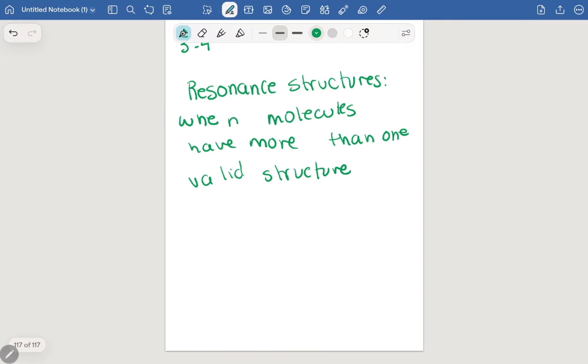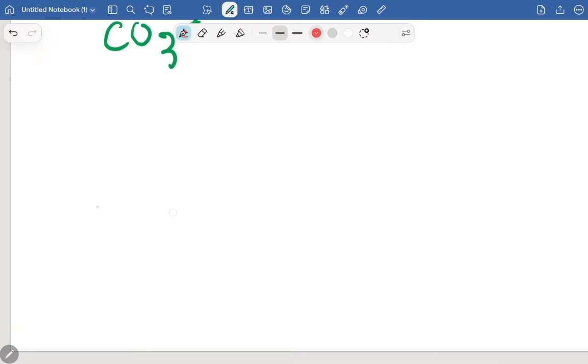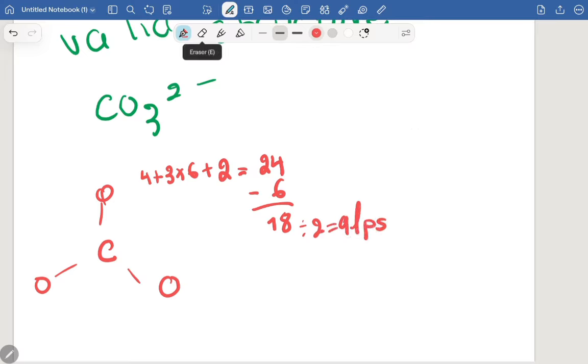For example, we should take CO3 2 minus as our example, and let us draw the 3 possible ways. First of all, we start with CO3, right? Carbon is in group 4, oxygen is in group 6, and we have 3 oxygen. Now, it is 2 minus, so we need to add 2 electrons. So in total, that's going to be 24 electrons. Now we subtract from it 6 because we used 3 covalent single bonds already. So 24 minus 6 gives us 18. Divide this by 2, and this will give us 9 lone pairs.